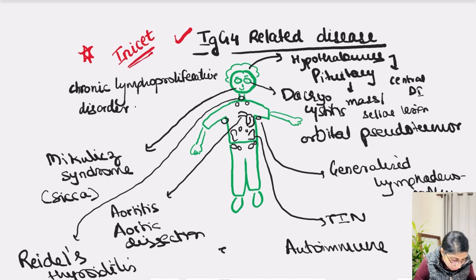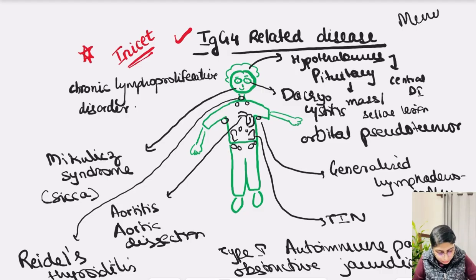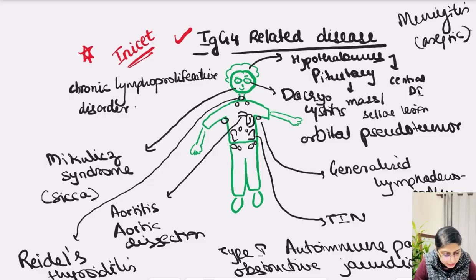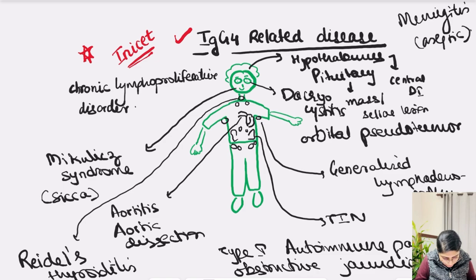Pancreas, type 1 autoimmune pancreatitis and obstructive jaundice. So these are the findings that can be there. In CNS, there can also be a meningeal involvement. So meningitis, aseptic meningitis. Right, so one of the differentials of aseptic meningitis is IgG4 related disease. So we'll try to remember all of these. We'll try to remember from head to toe.